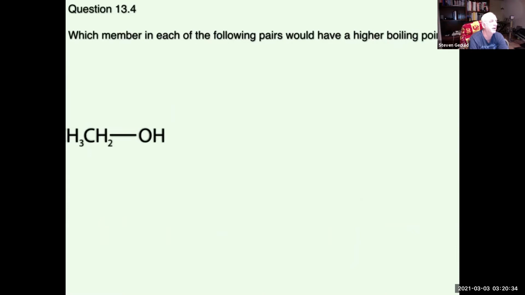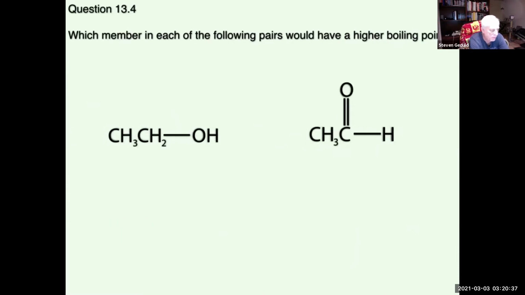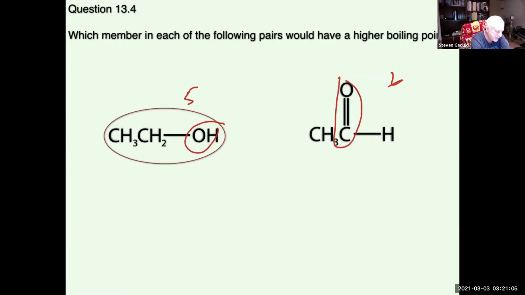Okay, let's do one more, then we'll take a break here. Which member would have a higher boiling point, either 5 or 6? Same rules, same reasons here. 5, perfect. You have a carbonyl group here, but you've got an OH group here. The OH group gives you hydrogen bonding. The carbonyl group does not. It gives you dipole-dipole interaction, but the OH group gives you a very strong hydrogen bond. So that one's going to have a higher boiling point.